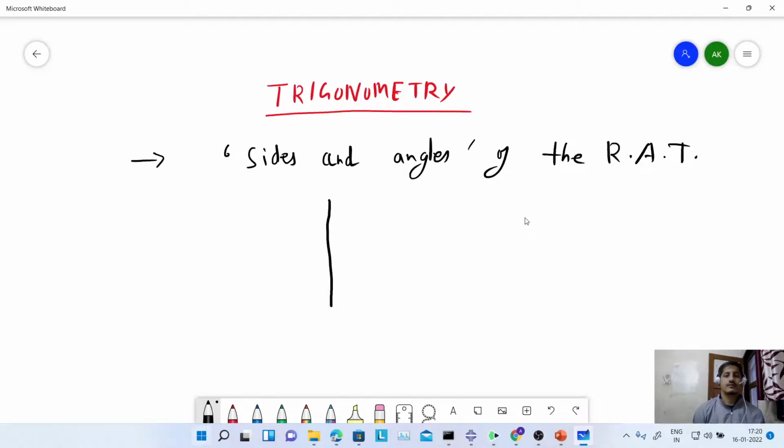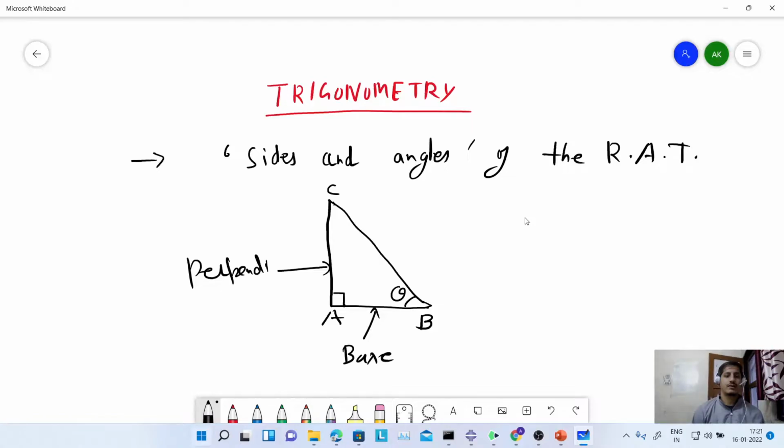So this is the right angle triangle and this is its 90-degree angle. Assume this angle as theta and this is its base AB. Name the sides as AB, BC and AC. So the side containing angle 90-degree and theta is known as base, and the side which is at 90-degree angle to the base is known as perpendicular, and the side just opposite to the right angle is known as hypotenuse.